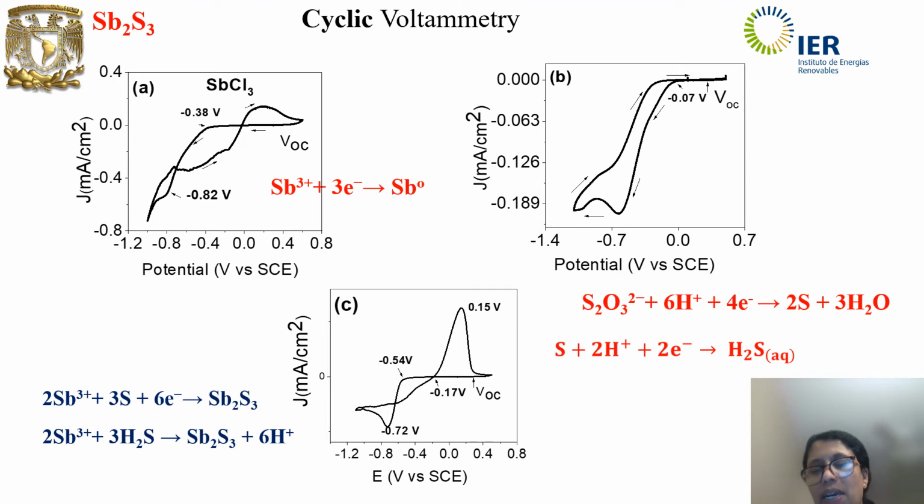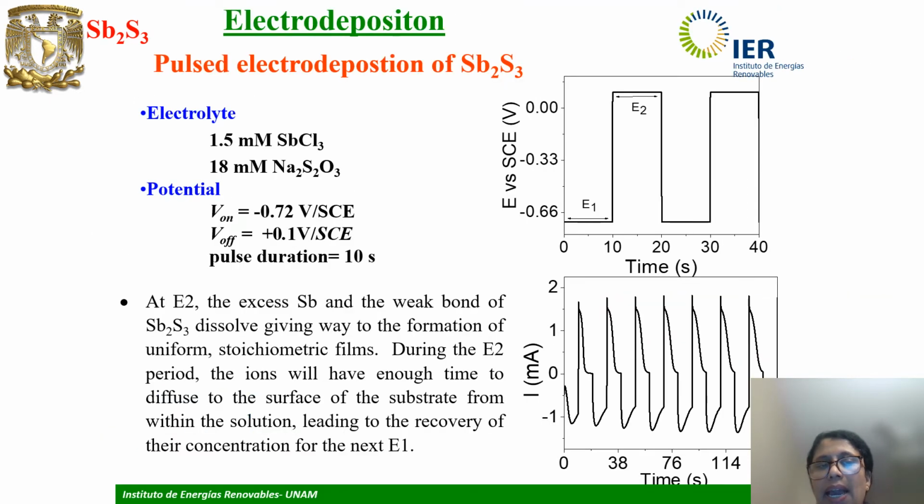We deposited antimony sulfide using pulse electrodeposition. The electrolyte contained antimony chloride and thiosulfate. The potential pulses applied were 0.72 and plus 1 volts.